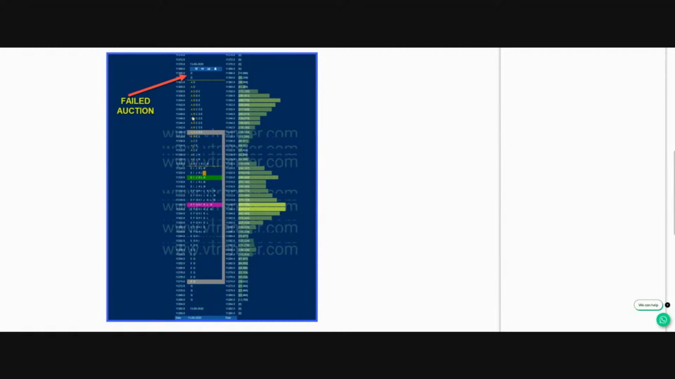So this is a failed auction. Once the market makes an attempt to probe in one direction, fails, and then breaks the other end of the initial balance, that is what a failed auction is. And from failed moves, we get fast moves. So failed auction gives us some important references, and we can also have some important objectives based on the failed auction.